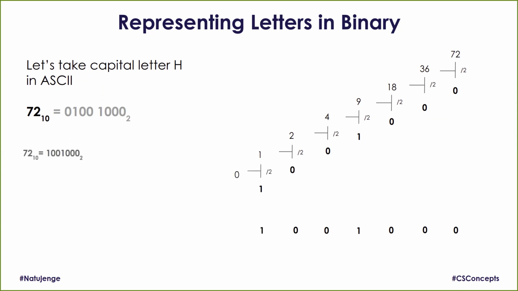So by now you know that 72 is the same as 1, 0, 0, 1, 0, 0, 0. So if we represent these as 8 binary digits, then we add a 0 to the left because it's not significant. Adding a 0 to the left of any number doesn't change the number.